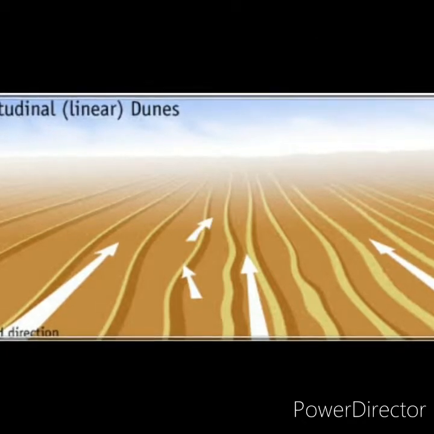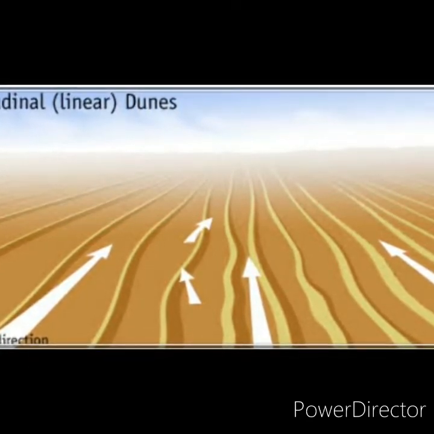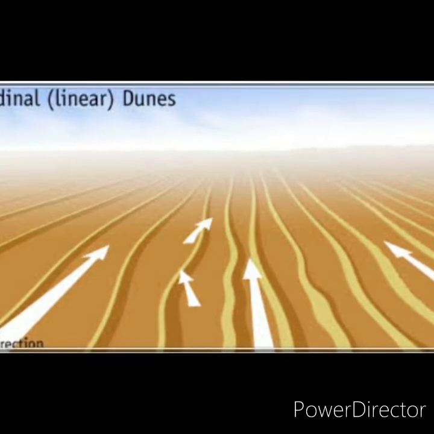Okay, next longitudinal dunes. Seif dunes or safe dunes, they also say. Longitudinal dunes are long narrow ridges of sand.